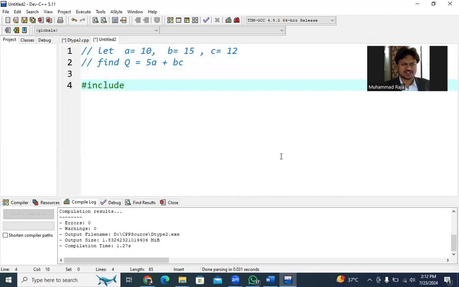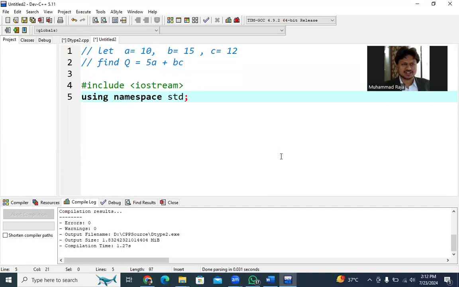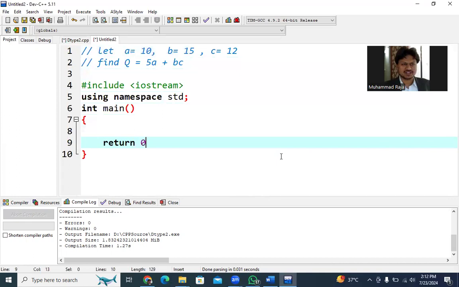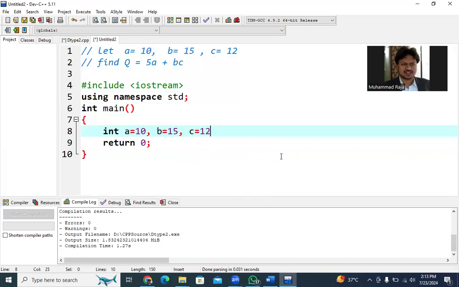So how can we code this inside a C++ program? Let's see: iostream, using namespace std, then integer main, this regular routine programming. I want to do everything in front of you so you are able to practice like I'm doing. So again, let a be equal to 10, b equal to 15, c equal to 12, and again we have to find q.